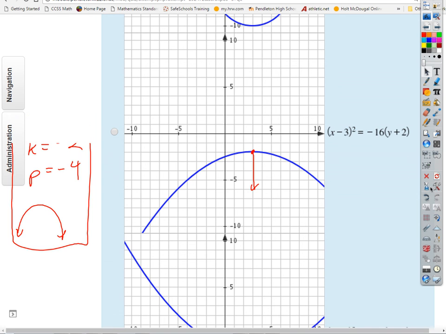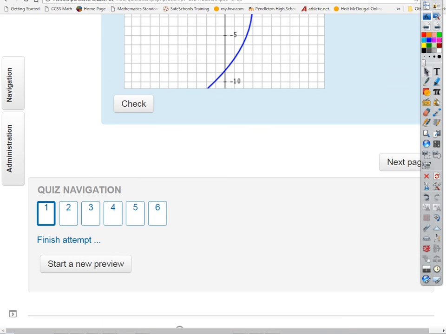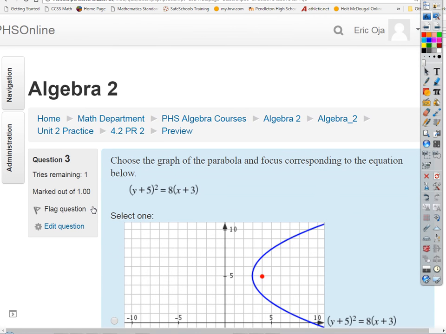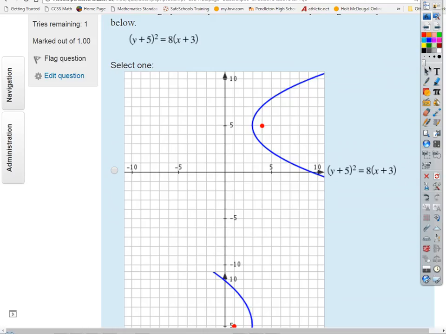Okay, let's try another one. Try this guy. Okay, same deal. You tell me by inspecting that equation, what's being squared? Y is being squared, so it's horizontal. Horizontal, isn't it? Good, it's horizontal. So what's positive h? -5. Oh, sorry, -3. -3. H goes with x, right?